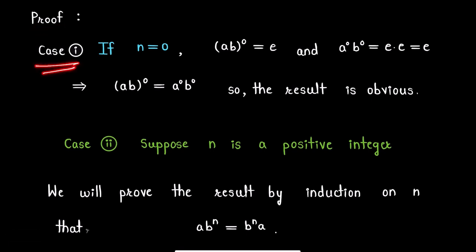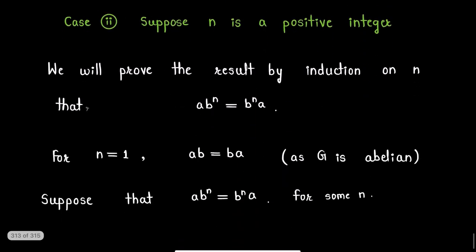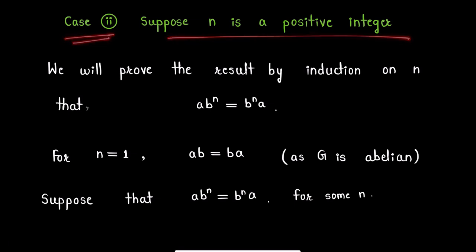So our case 1 is n is 0. Then we have (ab)^0 equals the identity, and also a^0 b^0 will be the identity. So (ab)^0 equals a^0 b^0, and this shows that the result is true for the case n equals 0. Next, case 2 will be n is a positive integer.